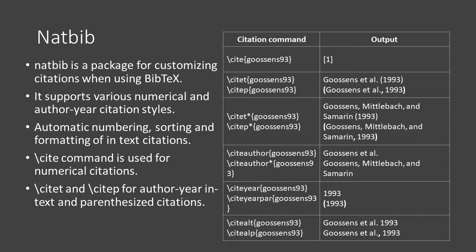The citet command is used for in-text citations. Citep is for parenthesized citations. Starred versions of these commands will list the full author list in the citation instead of et al. Citeauthor is to cite only author names. Citeyear is to cite only the year of publishing. Citealt and Citealp are versions of citet and citep without parentheses.